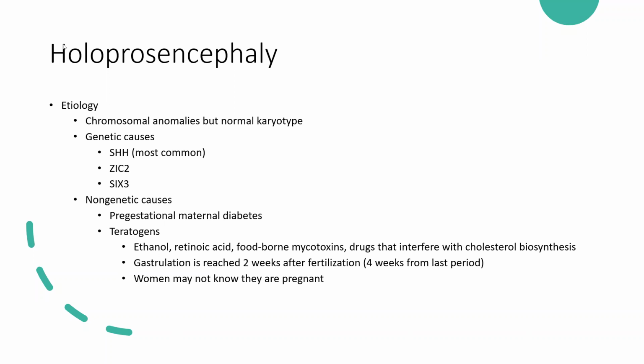Gastrulation is reached 2 weeks after fertilization, and that is 4 weeks from the last period. So women may not know that they are pregnant, which means that they are not aware to take the necessary precautions in the case of, like, alcohol consumption.